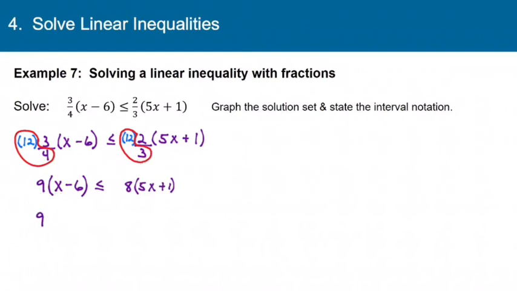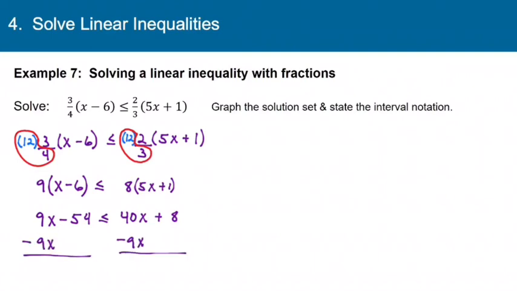So now let's distribute the 9 here. So 9 times x would be 9x. 9 times minus 6 will be minus 54, and that's less than or equal to 8 times 5x, which is 40x, plus 8 times 1, which is 8. Okay, now again, we're in that situation where we have variables on both sides and constants on both sides.